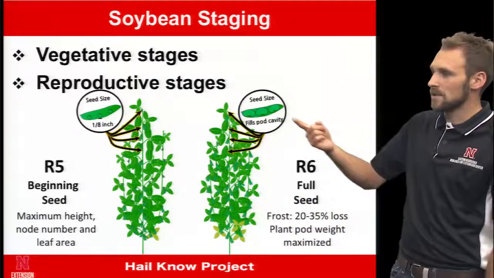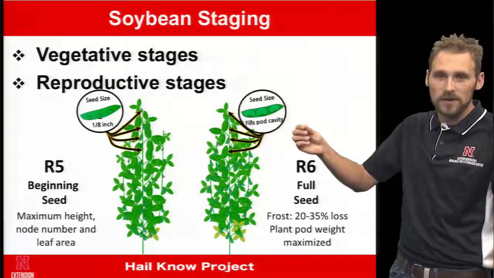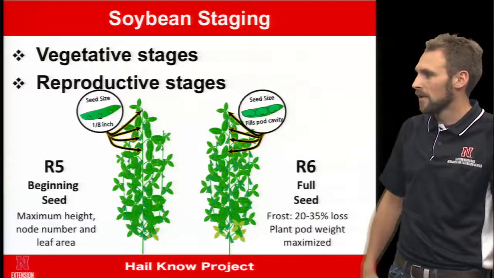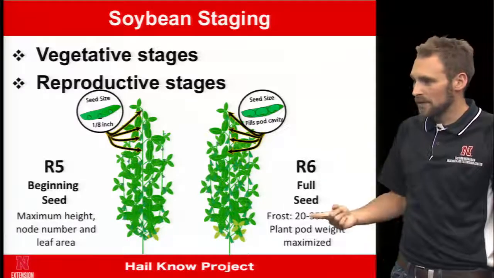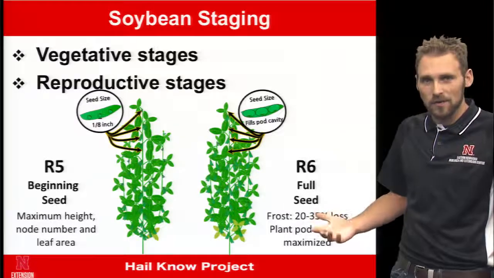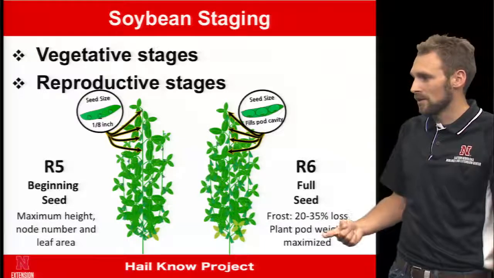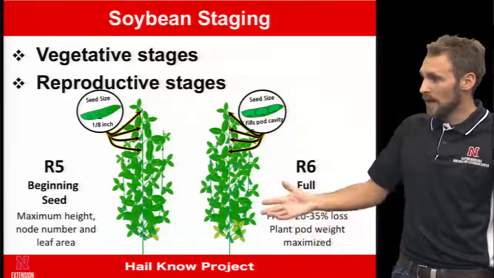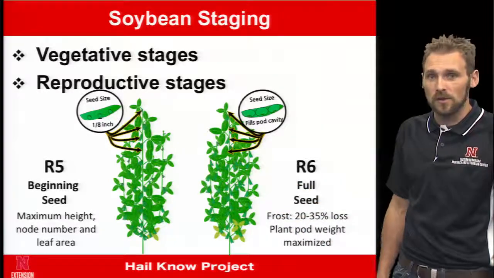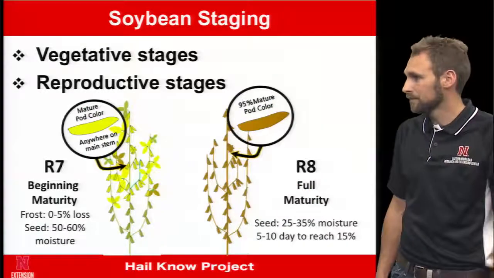R6, full seed, the seeds completely fill the cavity of the pod. You can feel this when you pick the pod off. Be sure to take a look at that against a lighted background. Frost at this stage is pretty significant. Again, if you're doing a replant, consider that if you don't make it past R6, 20 to 35% losses. Maximum pod weight is occurring during this particular period.